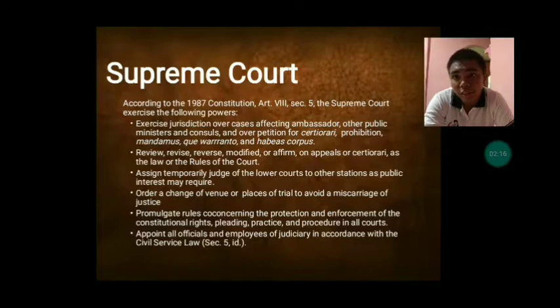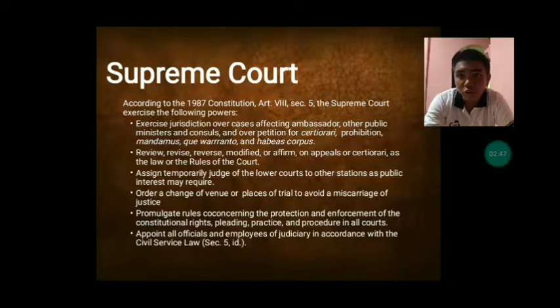Third, assign temporary judges of lower courts to other stations as the public interest may require. Such temporary assignment shall not exceed six months without the consent of the judge concerned. Fourth, order a change of venue or place of trial to avoid a miscarriage of justice.